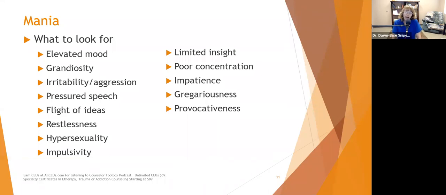Impulsivity, limited insight, poor concentration, impatience, gregariousness. People who are manic are typically pretty happy as long as they're not being prevented from doing what they want to do. And sometimes provocativeness, and that will go along with the hypersexuality.